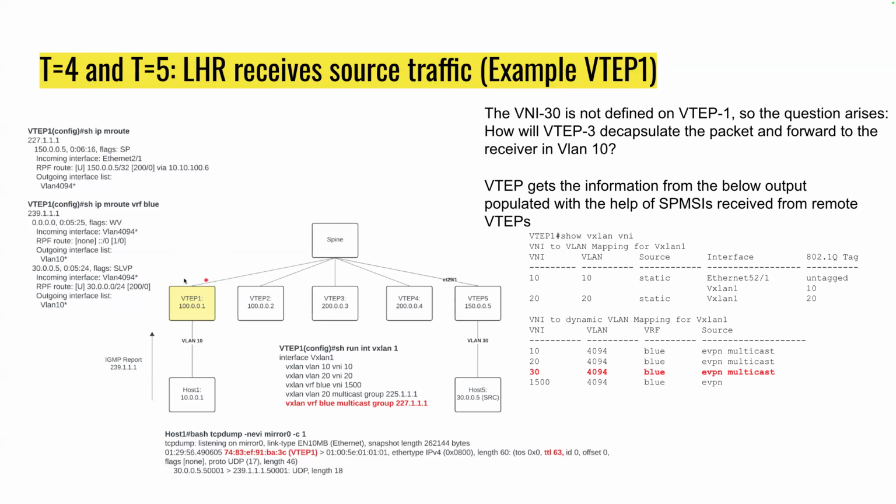One key thing to note here is that the routing is not happening on VTEP 5, the source VTEP. Rather, the routing is happening on the receiver VTEP. And this output is very important to understand the remote VNIs with which the traffic is coming in. Right? So let's summarize what we saw until now.